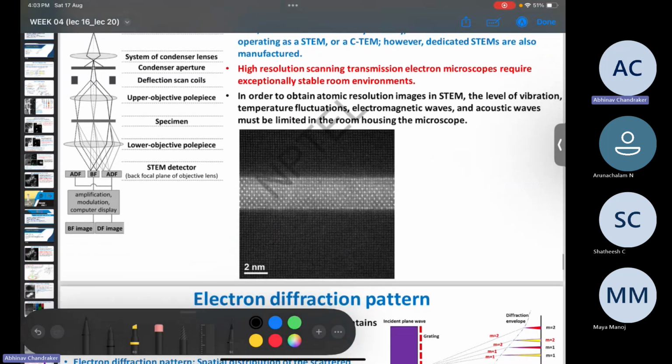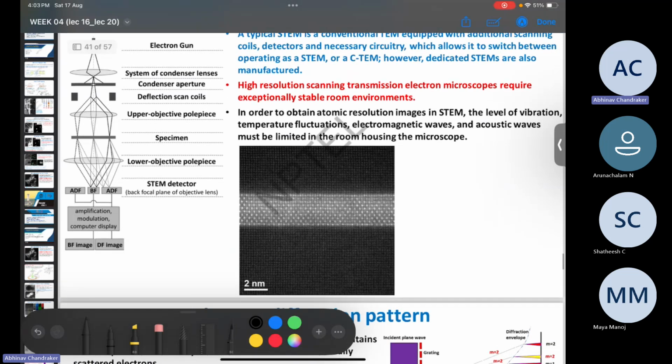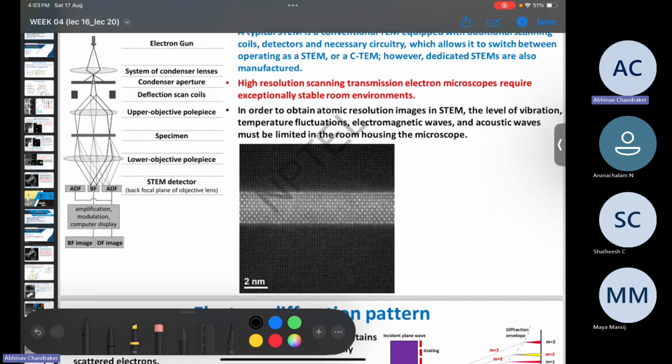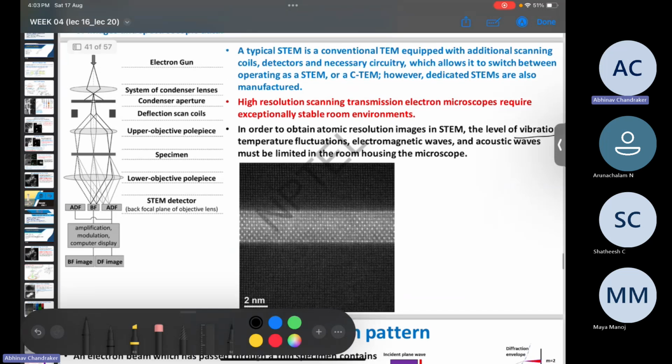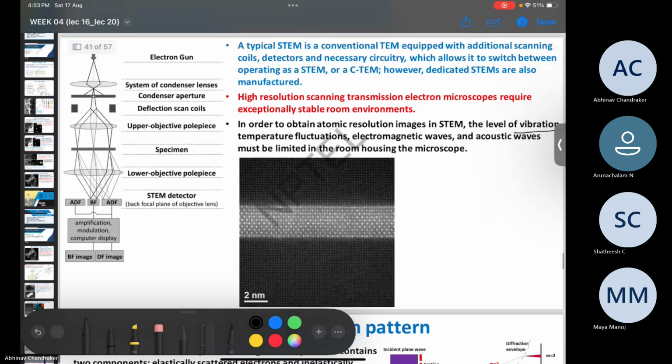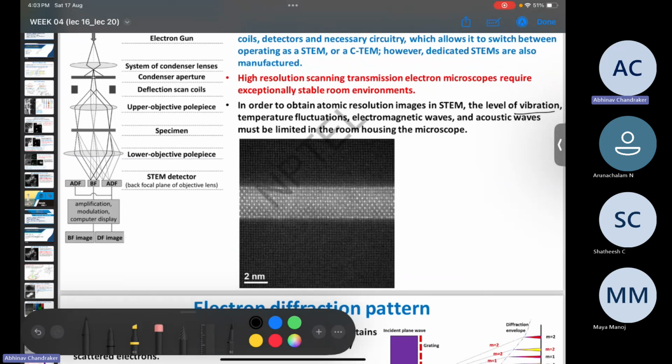But when you are using STEM, you have to adhere to more stricter conditions. So vibrations, vacuum level, the electromagnetic noise around these have to be controlled.